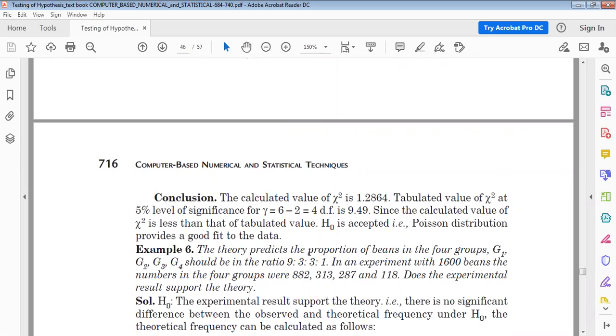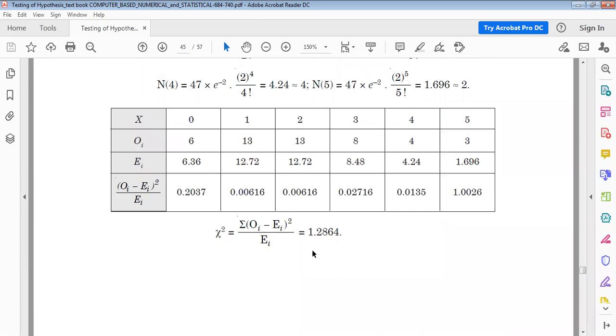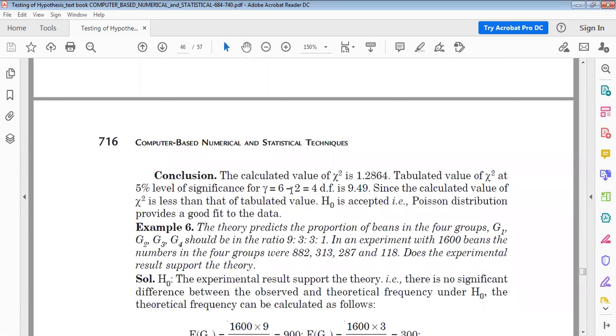6 minus 2 what? Why? How many observed values here? 1, 2, 3, 4, 5, 6. But the first one is what? 0. This is why, actually, observed value of what? 5. So 5 minus 1, that means 4.